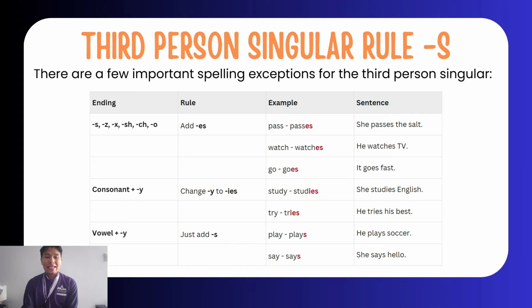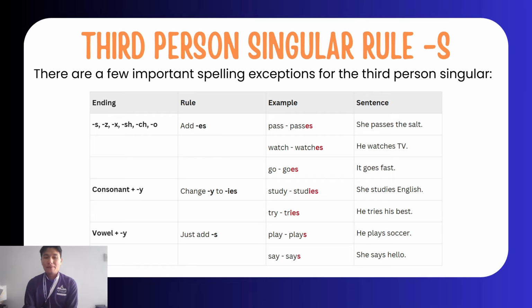When the verb ends in consonant plus the letter Y, we change the letter Y to IES. We have the verb study. It changes to studies. For example, she studies English. Try, tries. He tries his best.